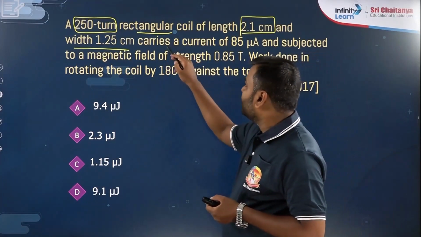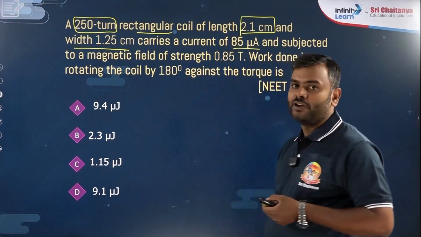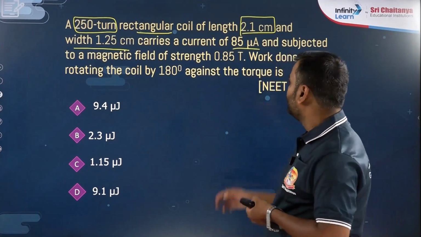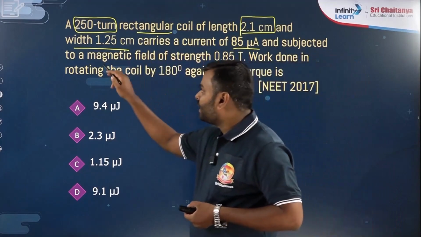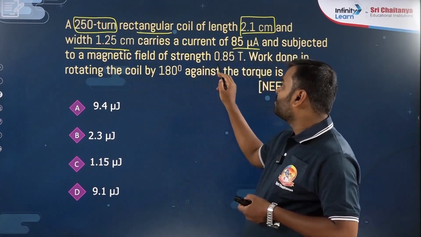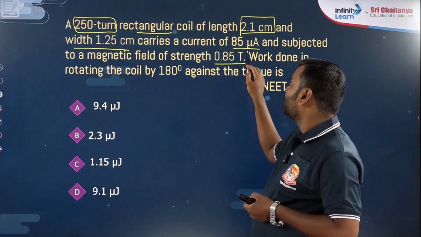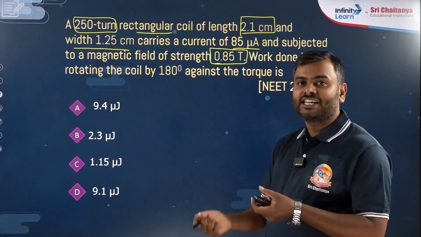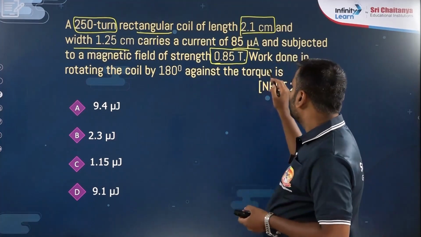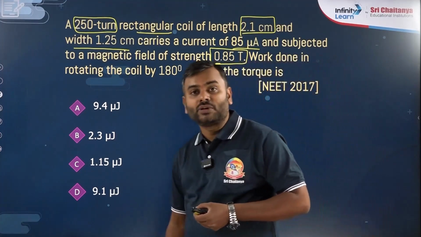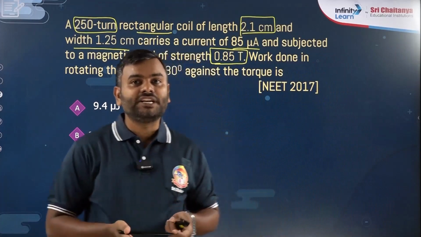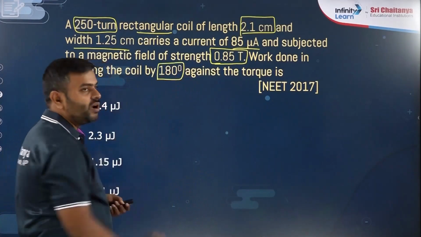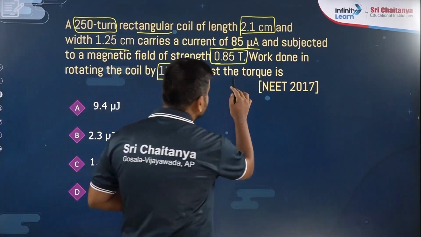It carries a current of 85 microampere, and it is subjected to a magnetic field with a strength of 0.85 Tesla. This is the magnetic field strength in which that coil is kept. What are they asking us to calculate? They are asking us to calculate the work done in rotating that coil by 180 degree against the torque.